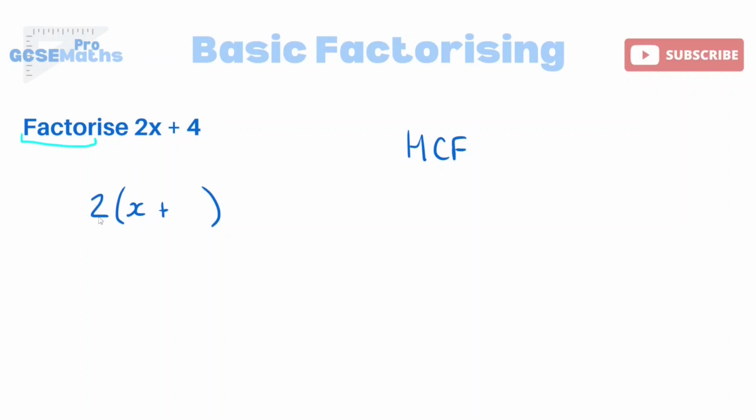And then I go, right, I've got 2. How do I multiply that to get to 4? Well, I just need to times it by another 2, don't I? So I need to put 2 there. This is your answer. Now, factorising is the opposite process of expanding brackets.